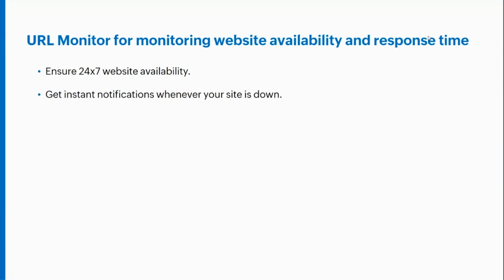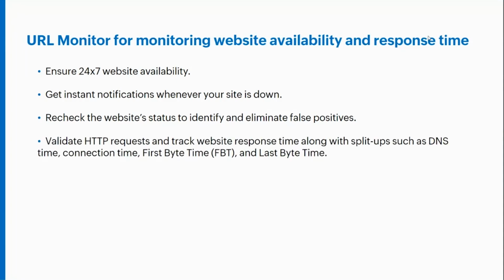And when you find out that the websites are unavailable, you'll get an instant notification whenever the site is down. You can also recheck the website status to identify and eliminate false positives, validate the HTTP requests, and track the website response time, along with split-ups such as DNS time, connection time, first byte time, and last byte time. Here, the important metrics that you need to monitor are the response time and the first byte time, which is the time taken for the server to process the first byte of information or the first byte of request. You can also get a root cause diagnosis for quicker troubleshooting with our root cause analyzer feature.